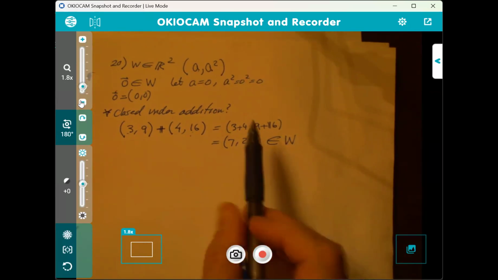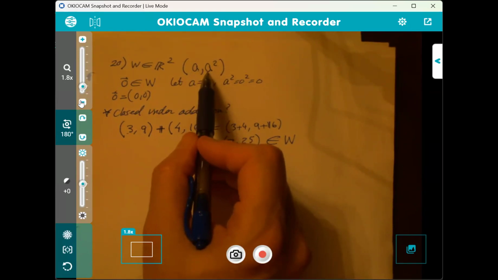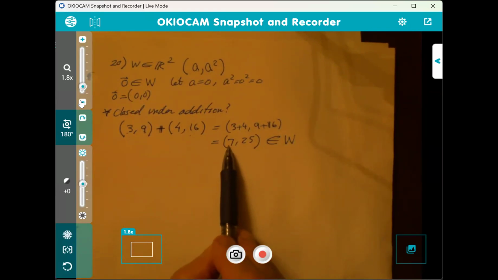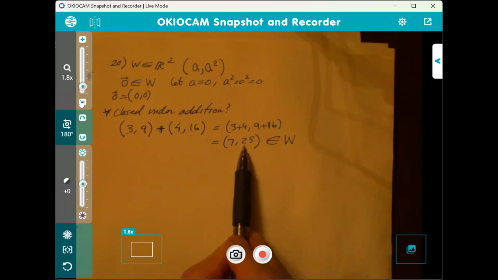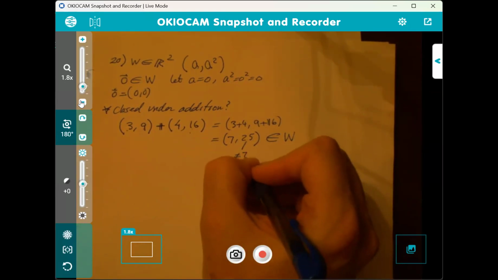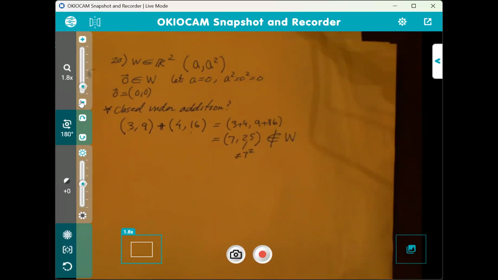The second component has to be the square of the first. Remember, if it's not that, it's not in W. (7, 49) would be available to me, but not (7, 25). This doesn't equal 7 squared. Therefore, it is not closed under addition.